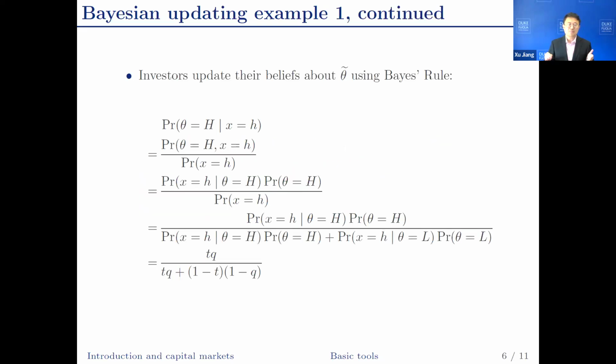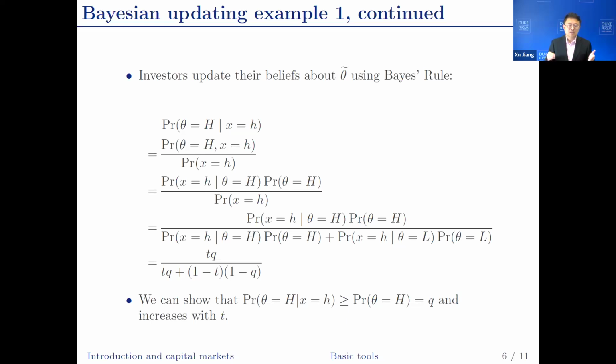This slide provides a step-by-step derivation of how to apply Bayes' rule. I'm not going to go through the algebra, but eventually we're going to calculate the posterior probability of theta being big H, conditional on X being small h. This probability is going to be bigger than the prior probability of theta being big H. The reason is that conditional on theta equals big H, we're more likely to see X being small h than small l. So upon observing X being small h, we're more optimistic relative to the prior that theta is going to be big H. That's why the posterior probability is higher than the prior.